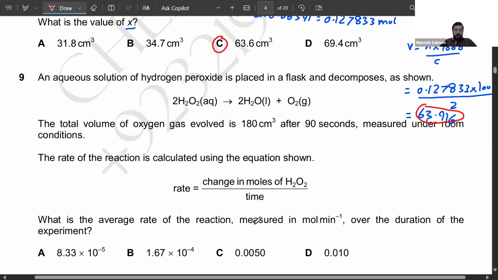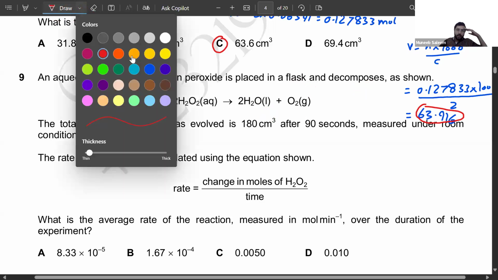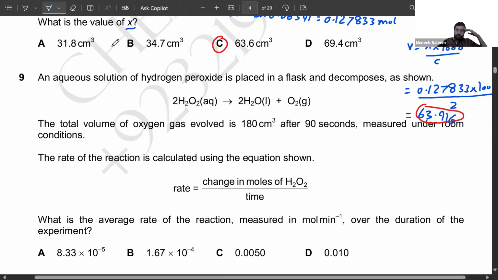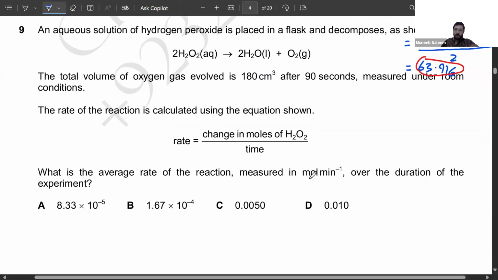Now the next question, number 9. An aqueous solution of hydrogen peroxide is placed in a flask and decomposes. This is a reaction in which the hydrogen peroxide is decomposed. The total volume of the oxygen gas is this much, and in 90 seconds, the rate of the reaction is calculated using this equation. What is the formula? What is the average rate of the reaction in mole per minute?